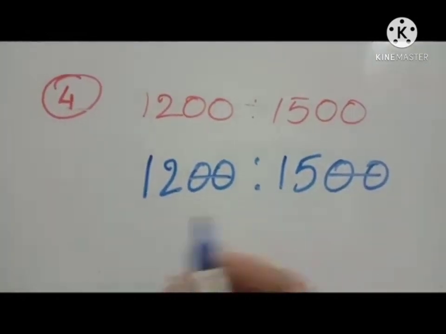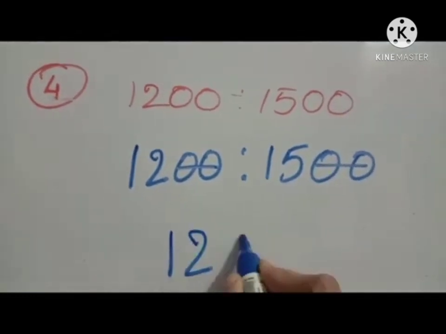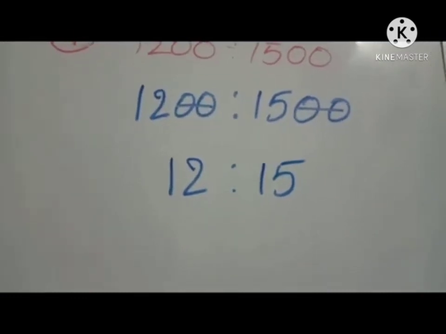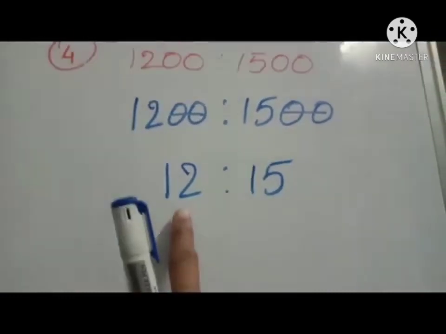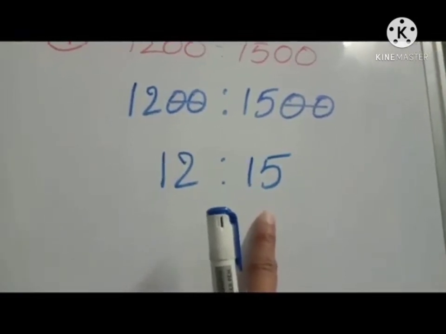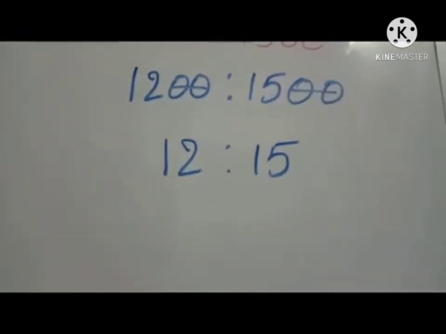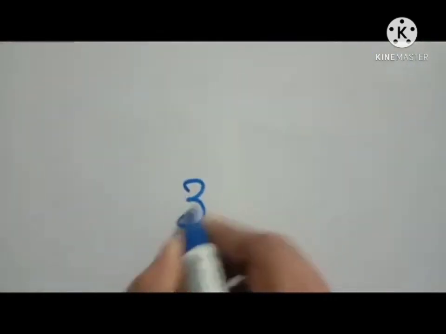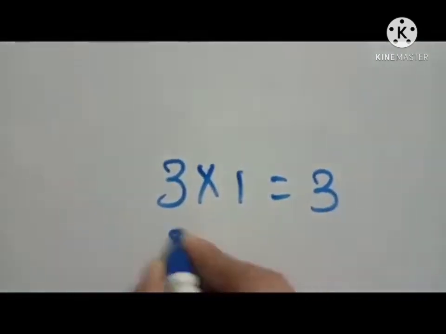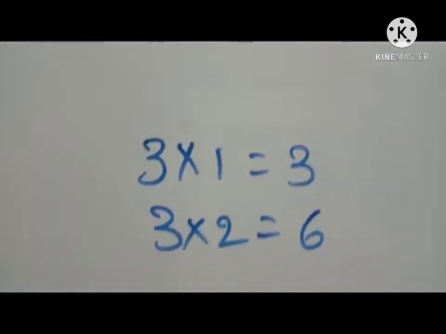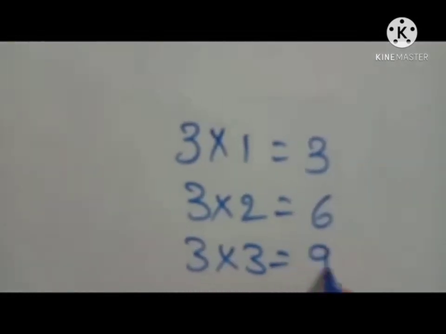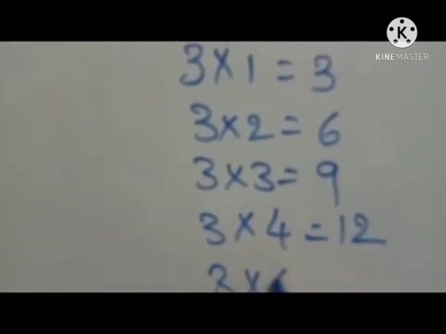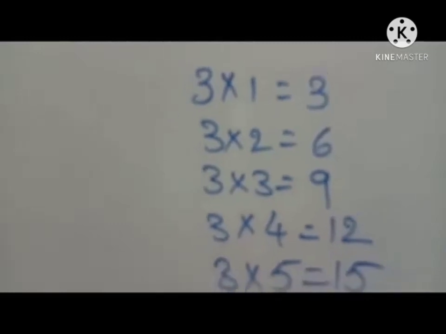Then what is the number here? Very good. 12 is to 15 is the number. Now by using this number we have to write the lowest form. By using 12 and 15 we have to write the lowest form. 12 and 15 are there in which table? Very good. 3 table. See here the 3 table. 3 ones 3. 3 twos 6. 3 threes 9. 3 fours 12. 3 fives 15.